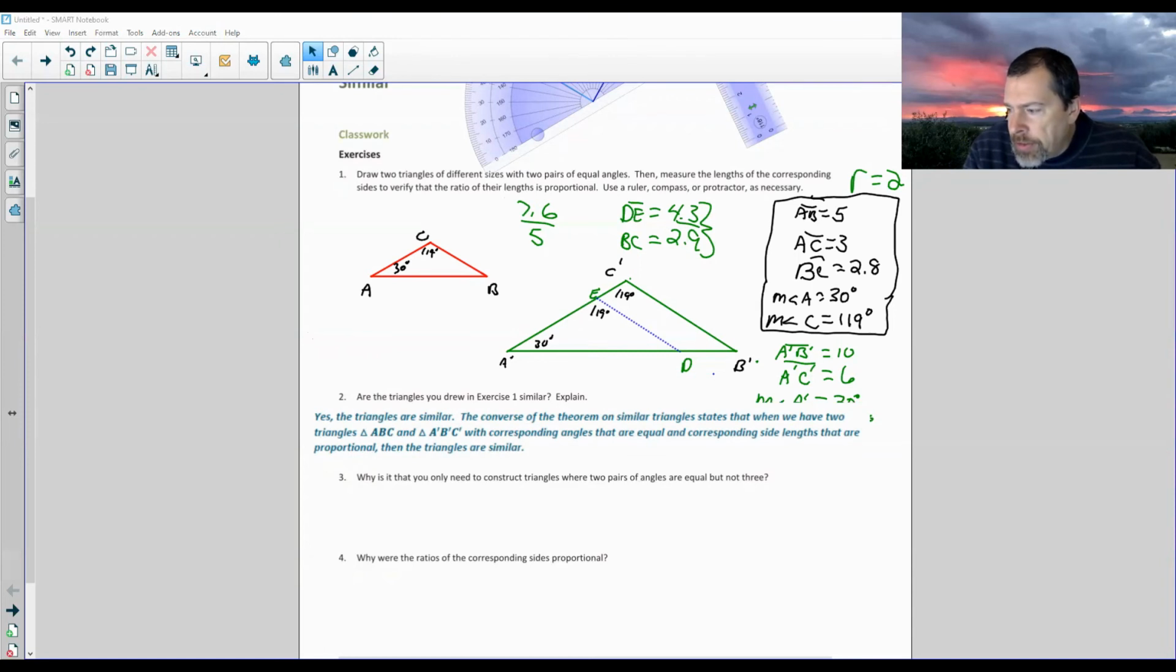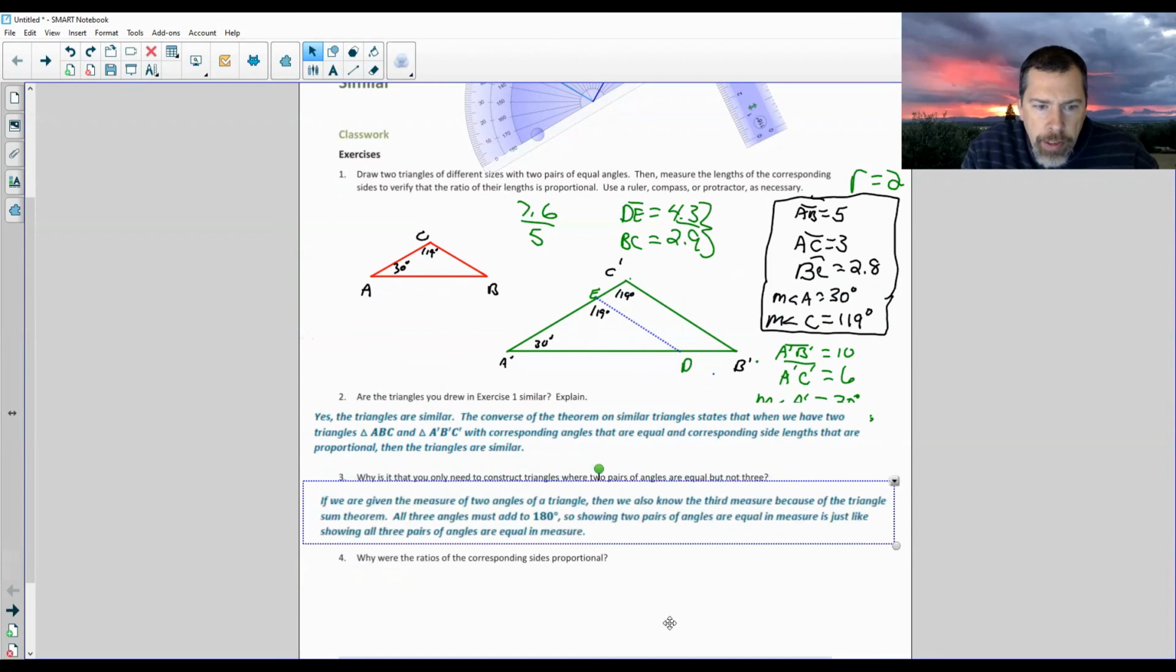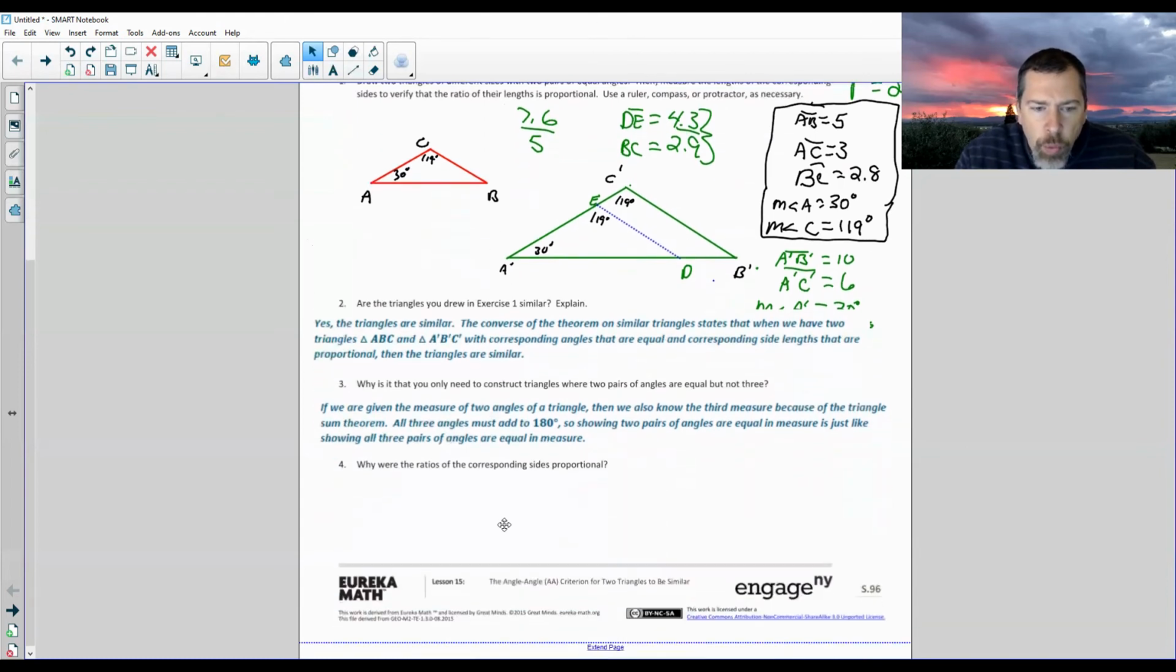And the reason is, drum roll, please. If we are given the measure of two angles of a triangle, then we also know the third measure because of the triangle sum theorem. All three angles must add up to 180 degrees. So showing two pairs of angles are equal in measure is just like showing all three pairs of angles are equal in measure. Why were the ratios of the corresponding sides proportional?